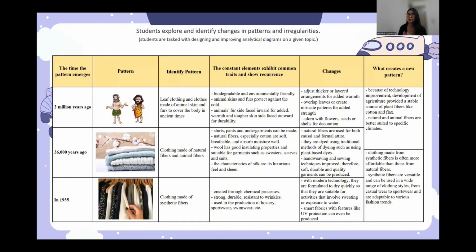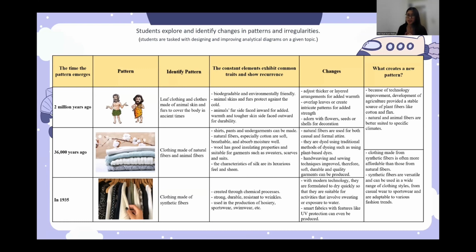In ancient times, humans used plant materials such as bark and leaves to protect their bodies against the weather conditions. This was about 2 million years ago, and the constant element of this pattern is that, as they are natural plant materials, they are biodegradable and environmentally friendly.